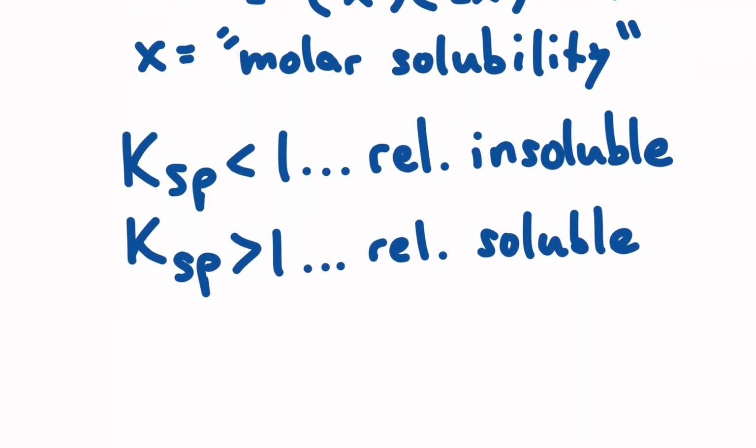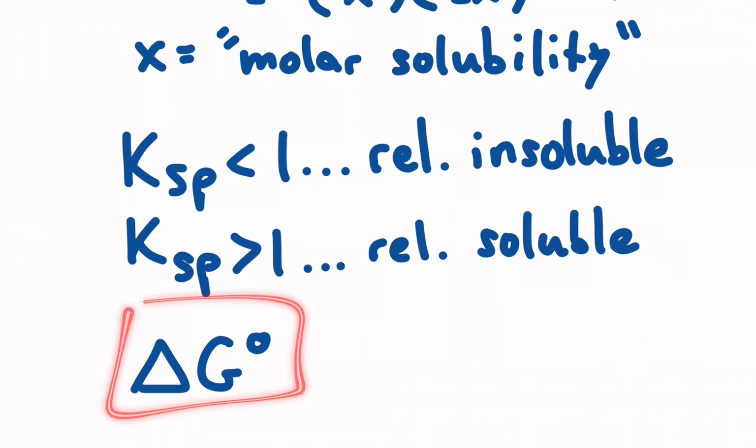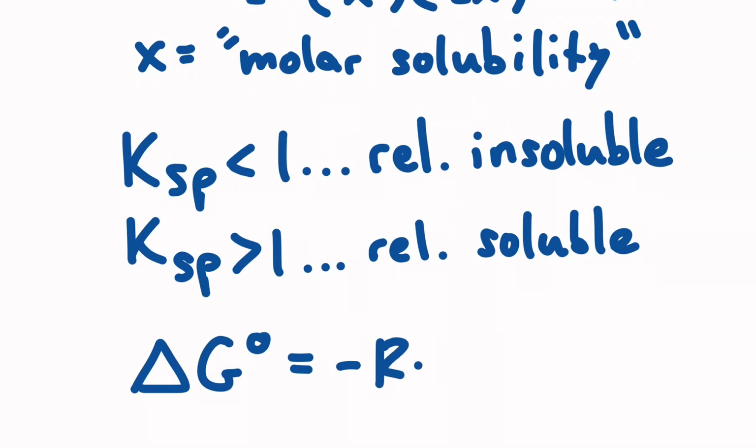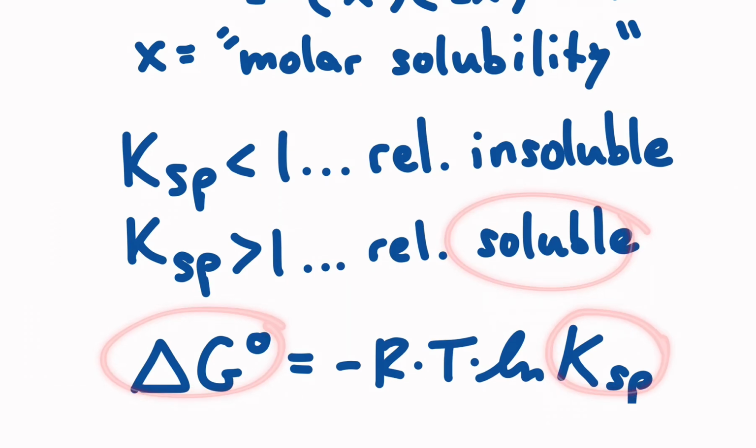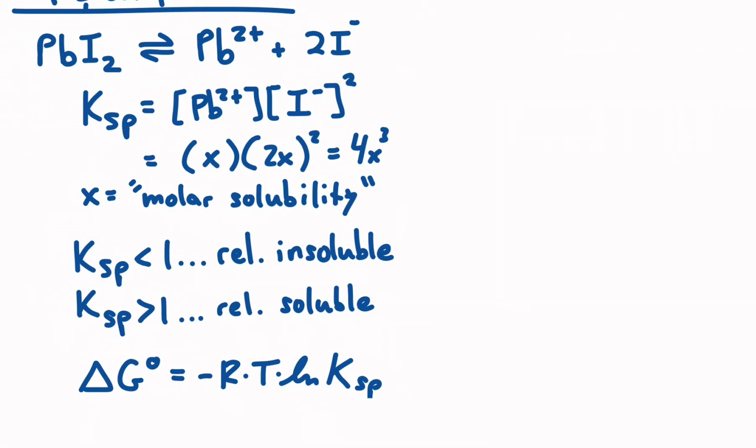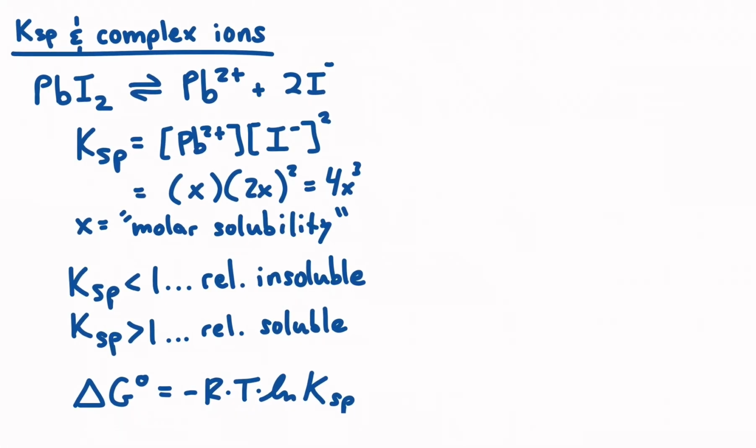And lastly, a quantitative thing to talk about is that it's related to delta G. The solubility of a substance is really about the free energy of that substance. And delta G, if you remember, is equal to negative RT natural log of the equilibrium constant. Here, it's the solubility product equilibrium constant. So delta G can be a measure of KSP, which is a measure of solubility. So that's about it for the quantitative stuff you'll see with KSP.